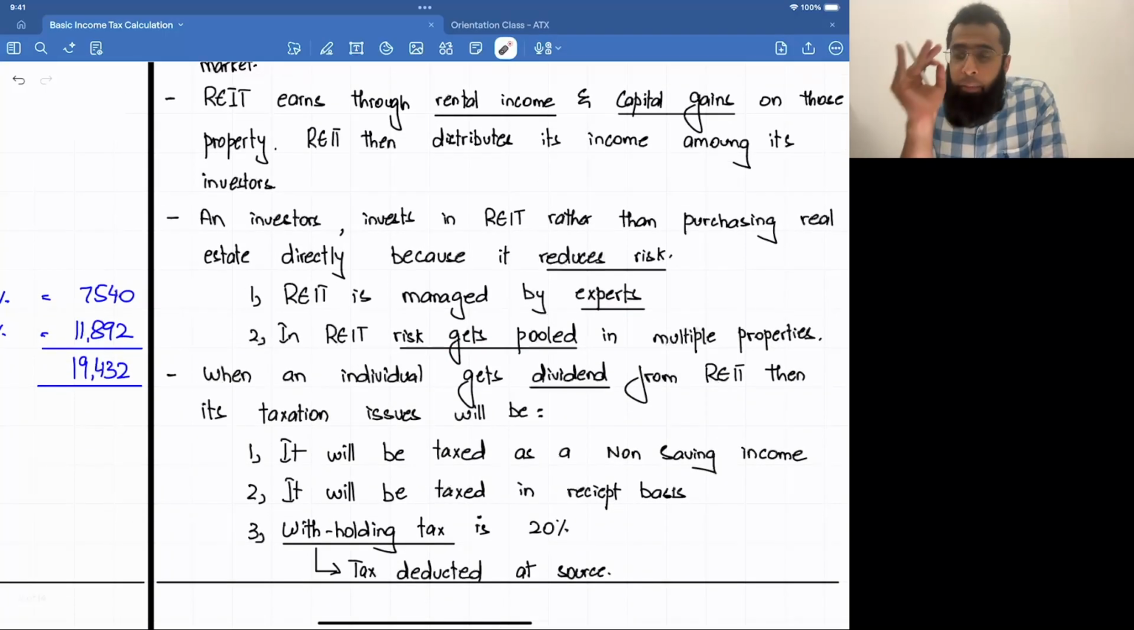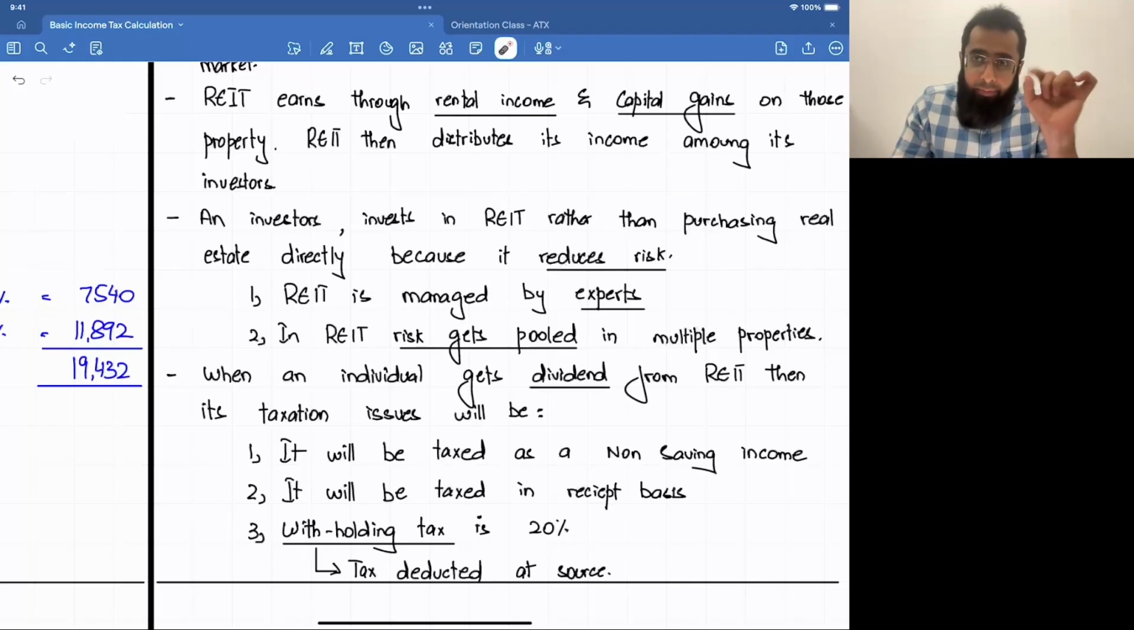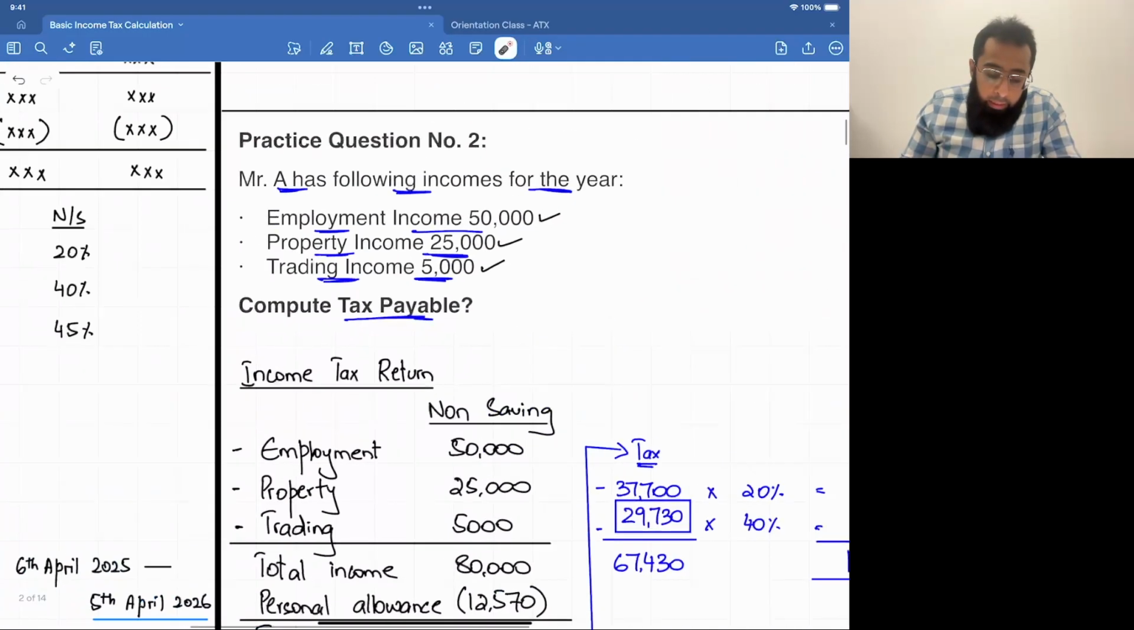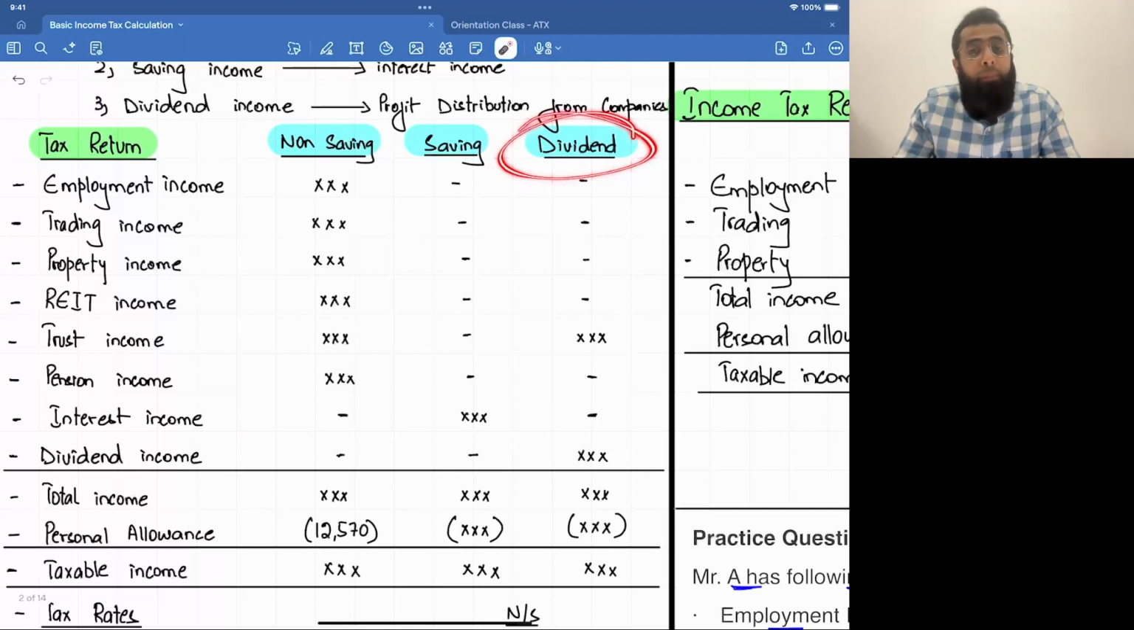Now, from the tax perspective, whatever a real estate investment trust earns, at the end of the year, they will distribute a dividend to its investors. See, despite that it is a dividend in real terms, we call it a dividend. But for tax purposes, it is not taxed as dividend income. Rather, it is taxed as non-savings income. See, it is distributed as a dividend. Now, in the tax return, dividend has its own head.